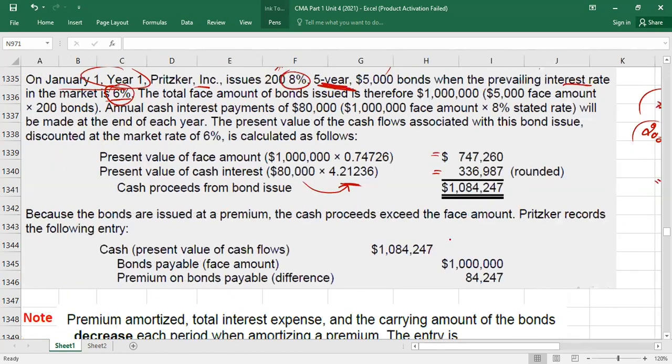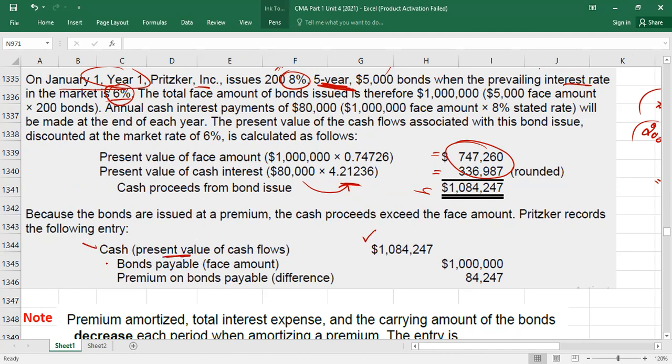Now you simply add these two present values. This is going to be your total present value for all bonds. This present value is also called issue price, cash proceeds, or market value. Now we can simply pass the entry. We will debit cash, always with the present value. What's the present value? 1,084,247.